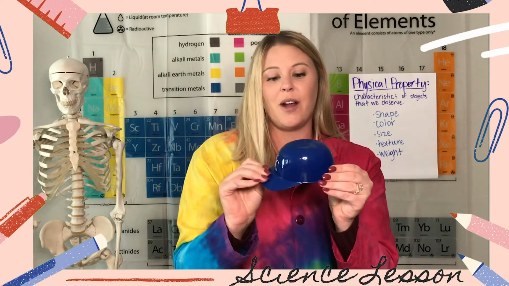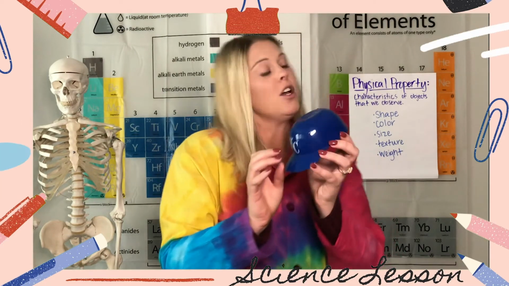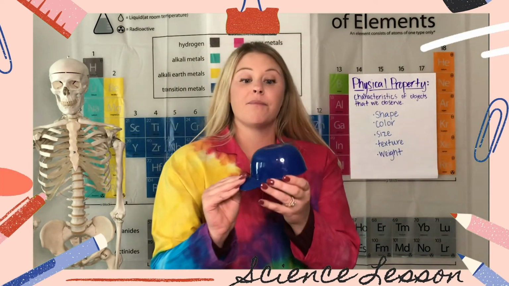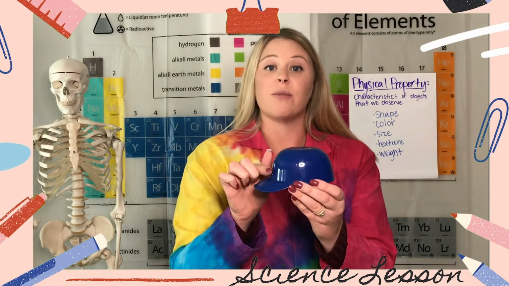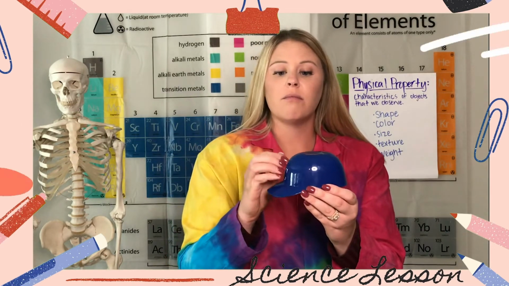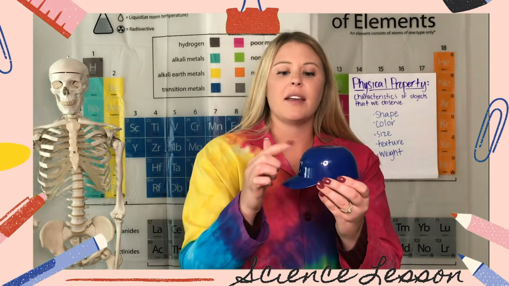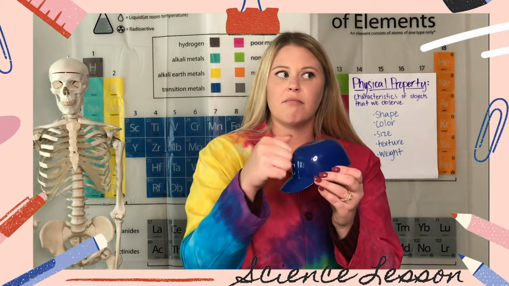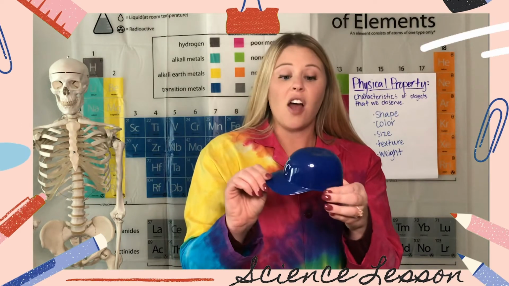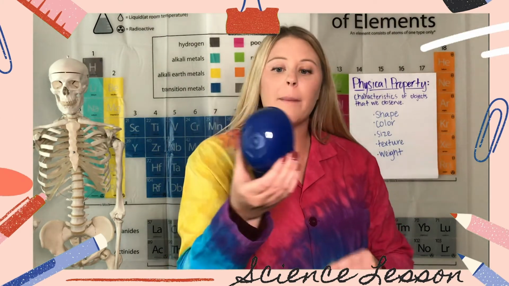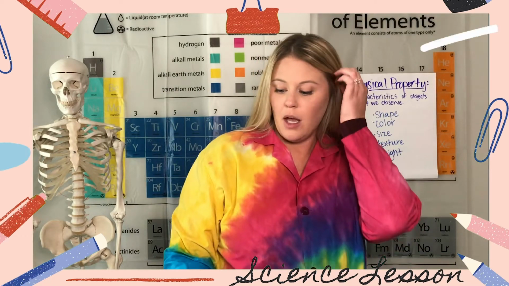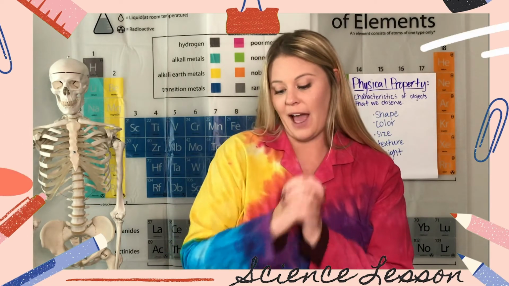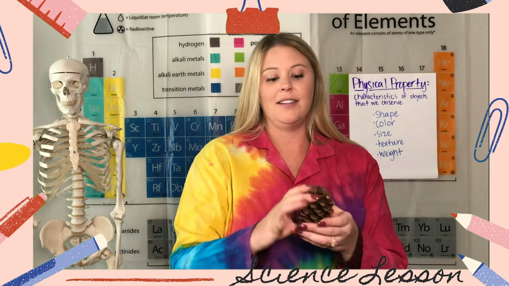What else could we describe? Could we describe the shape of it? What about the shape that you see here? It's round, right? Also, what do you think? Is it hard or soft? It's hard. So those are all physical properties of this little tiny hat. Okay, what else do we have here? A pine cone.